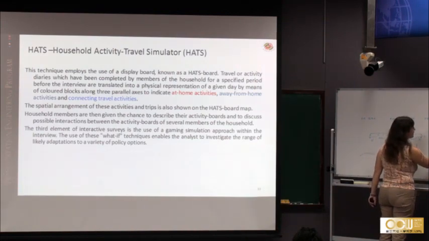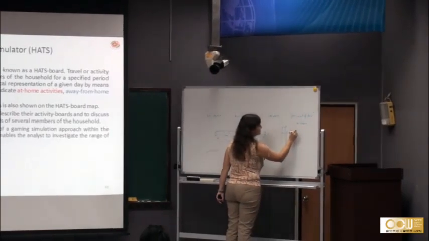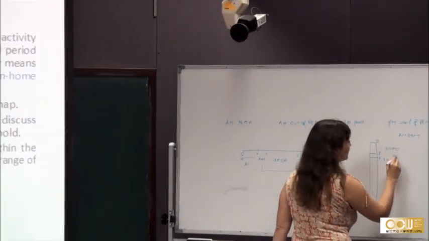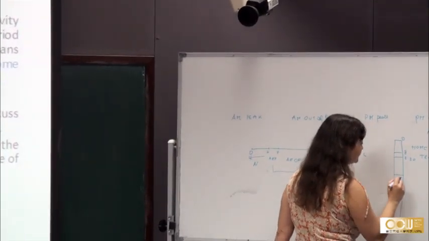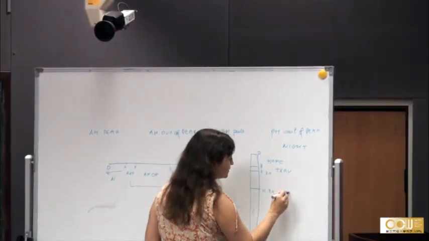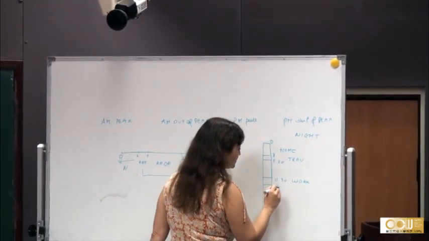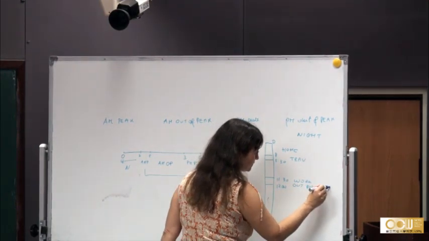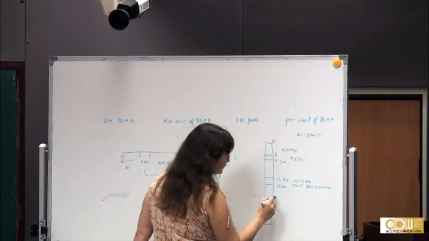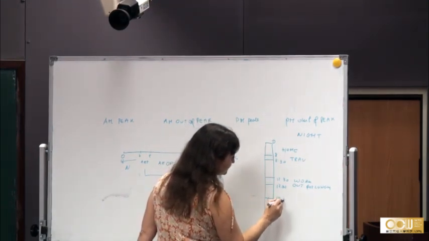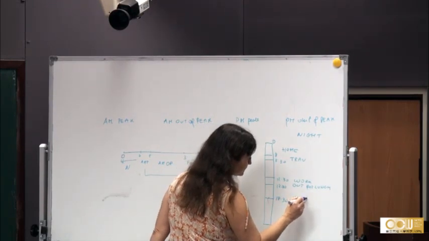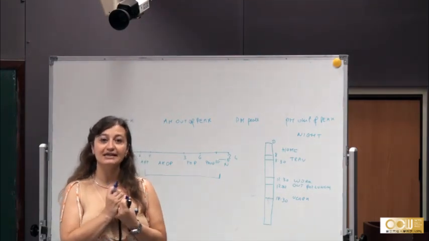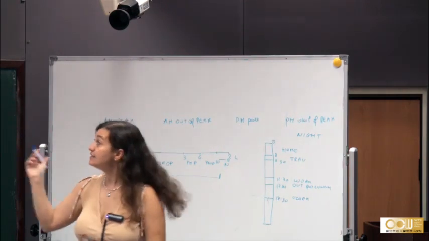and you say from 0 to 8, I was home, right? Then from 8 to 8:30, I was traveling. Then from 8:30 to 12:30, I was at work. Then I was out for lunch. From 3:30 to 8:30, I was at work, and so on. So this is how to efficiently collect this data. These were the simulators.